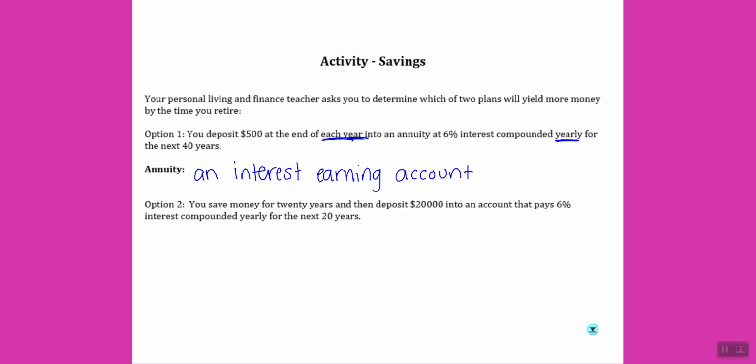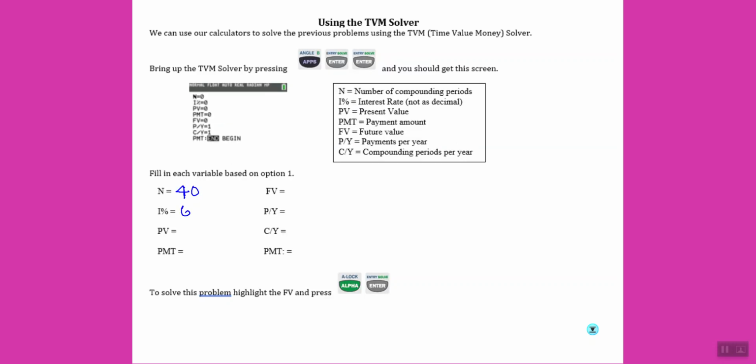I%, the account is earning 6% interest. PV, there's no money in the account when we start, so $0. PMT, we're paying $500 into the account each year. FV, that's what we want to know. We want to know how much money is going to be in there in the future. We are making one payment per year, and our interest compounds each year.